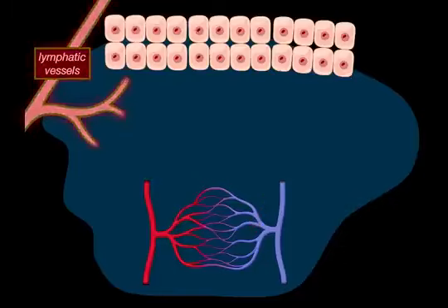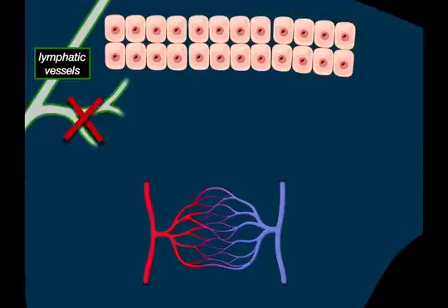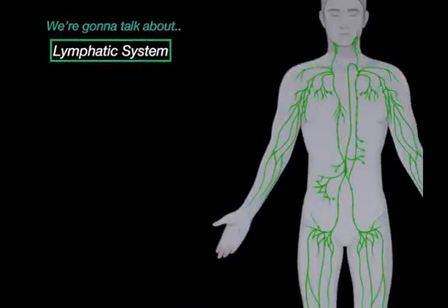If this return system fails or becomes blocked, fluid begins to build up in the tissues, a condition known as edema. So in this video, we are going to go through everything you need to understand this system fully, starting with the 4 main functions of the lymphatic system.